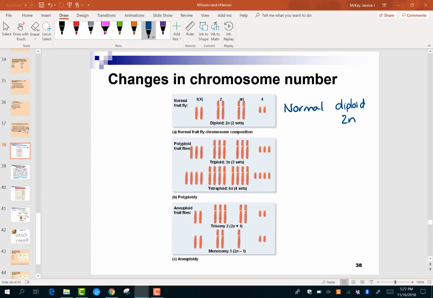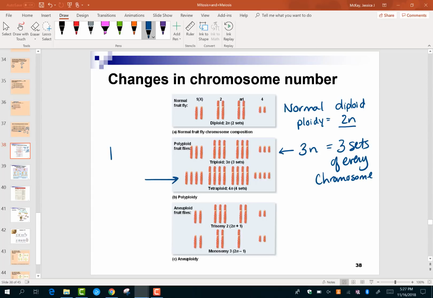Some organisms can actually have multiple copies of every chromosome. So your ploidy number is 2N. This is showing a fruit fly that is 3N, which means it has 3 sets of every chromosome. Something that's tetraploid has 4 sets of every chromosome.